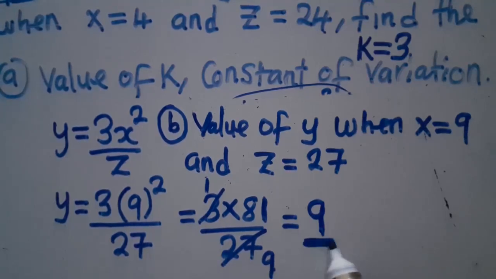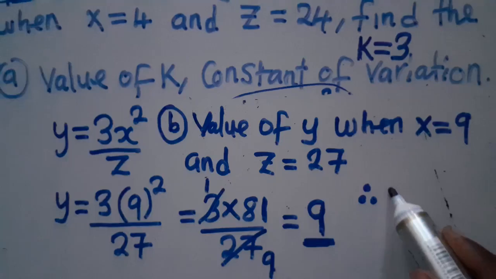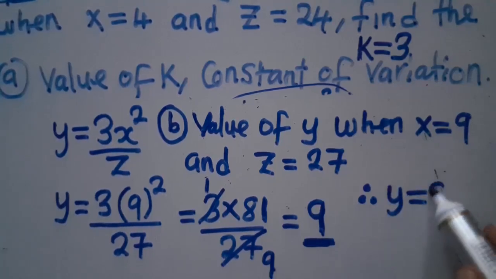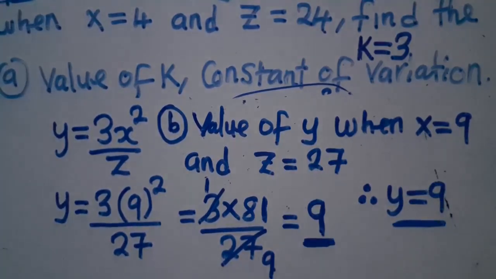Y is equal to what? Y is equal to 9. So just conclude. Therefore, y is equal to 9. This is your answer. So this is what you are supposed to do. These are things that you need to understand. I want each and every person to get the concept and everything that I'm saying. So we found the value of y to be 9.